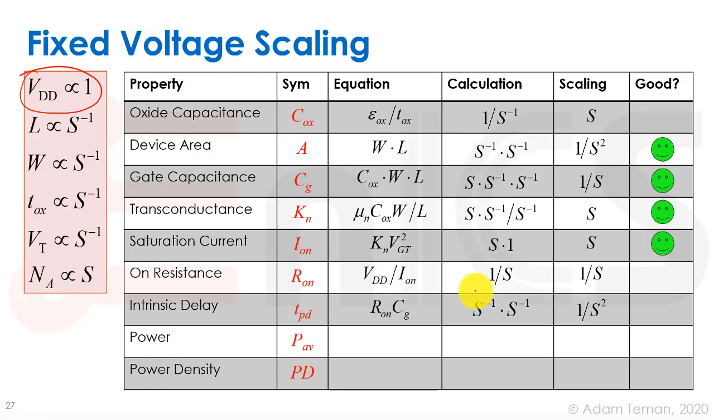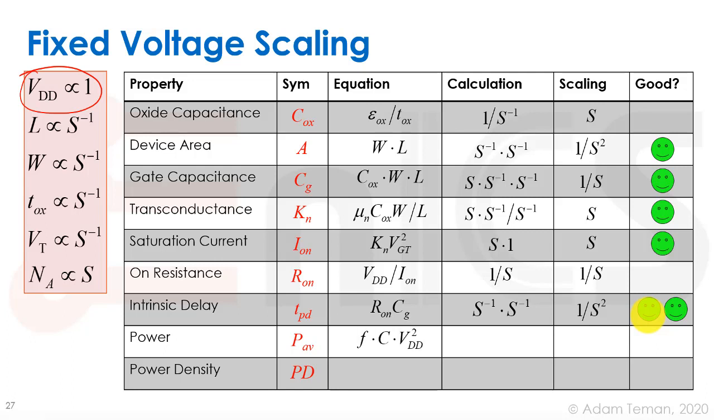Everything else up to this point stays the same. Okay. So, now that we have our VDD at 1, we go down to our P average. And what happens with our P average? First of all, our intrinsic delay, as we saw before, goes down to S squared. So that's really good because we get a much higher increase in speed.